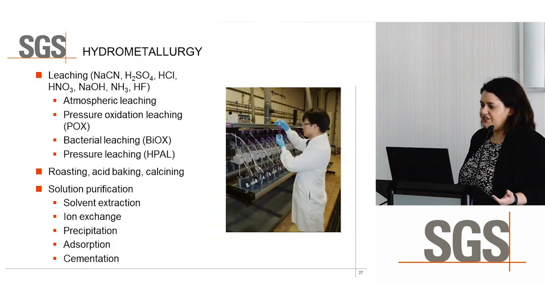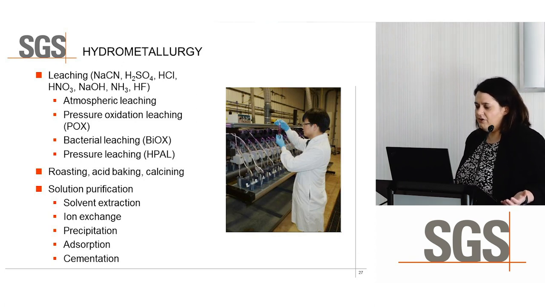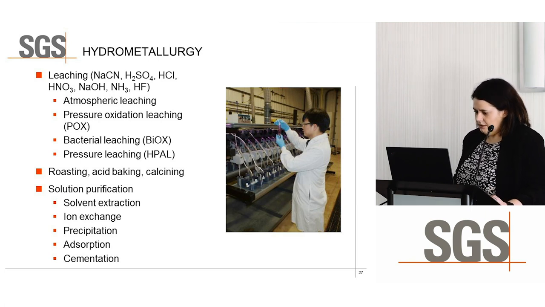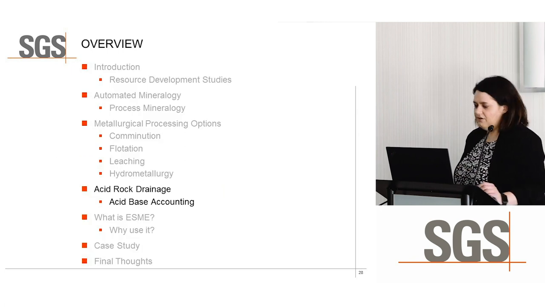You can also look at hydrometallurgy, which is basically leaching your metal. You can do atmospheric leaching, pressure oxidation leaching, or POX. You can do bacterial leaching, or BIOX, or pressure leaching, which is HPAL. You can roast it, acid bake it, or calcine it. So there are different ways of trying to get that metal out of your mineral. And you can do solution purification in terms of solvent extraction, ion exchange, precipitation, adsorption, and cementation. So that was a very quick overview of the metallurgical side.